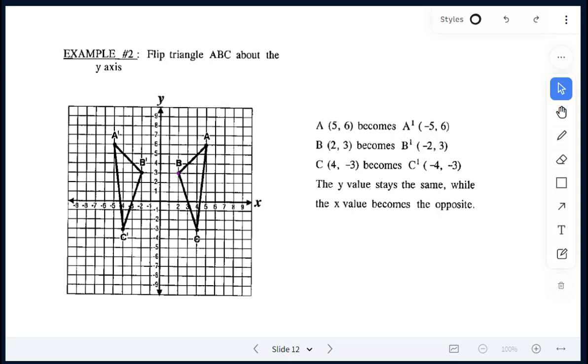B, count to the mirror line, which is our y-axis here. 1, 2, and then from there, count 2 again. 1, 2. There's our B prime. For C, 1, 2, 3, 4 to the mirror line, which is our y-axis. Count 4 again. 1, 2, 3, 4. There's our C prime. And then you would connect the points to get your triangle. So note here that our y value stayed the same. Our x value became the opposite. So this was when flipping about the y-axis.